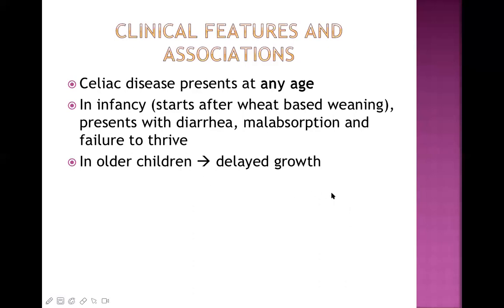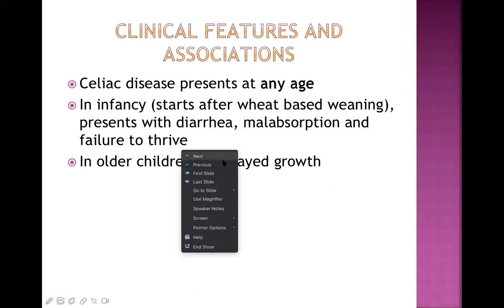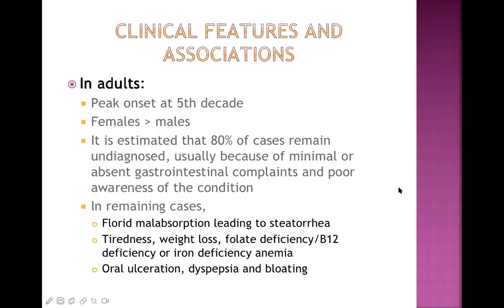Now, in older children, because of this chronic malabsorption and diarrhea, they will have delayed growth. And in case of infancy, because of diarrhea and malabsorption, they don't gain weight. This is called failure to thrive. This failure to thrive is a very important term during infancy. Okay. Now, what happens in adults then? In adults, the peak onset occurs nearly at the 5th decade, but they can suffer from this disorder anytime. It all depends on the exposure to that food.